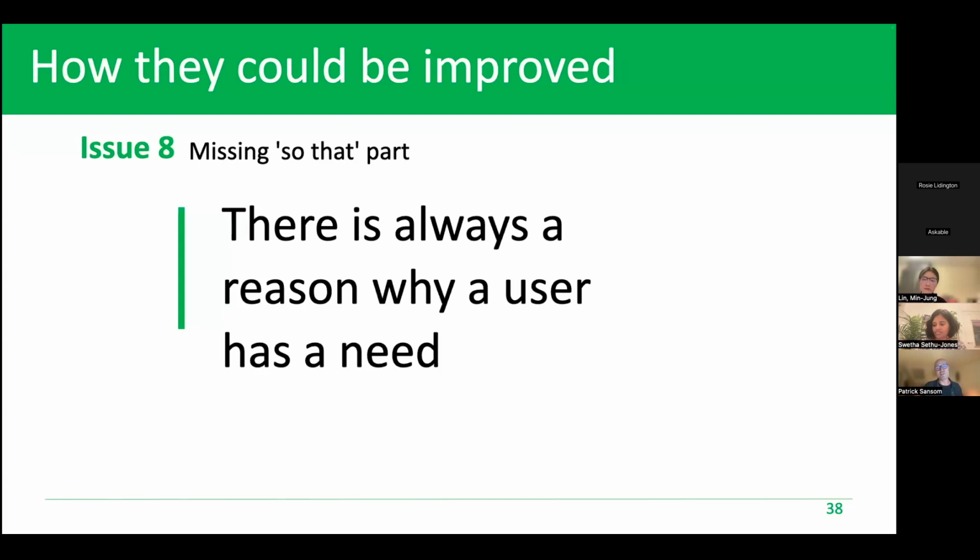They're not always that easy to articulate. And sometimes there are multiple so thats associated with a need. If that's the case, then perhaps you could use the most important so that and then provide the other stuff in your supporting information.